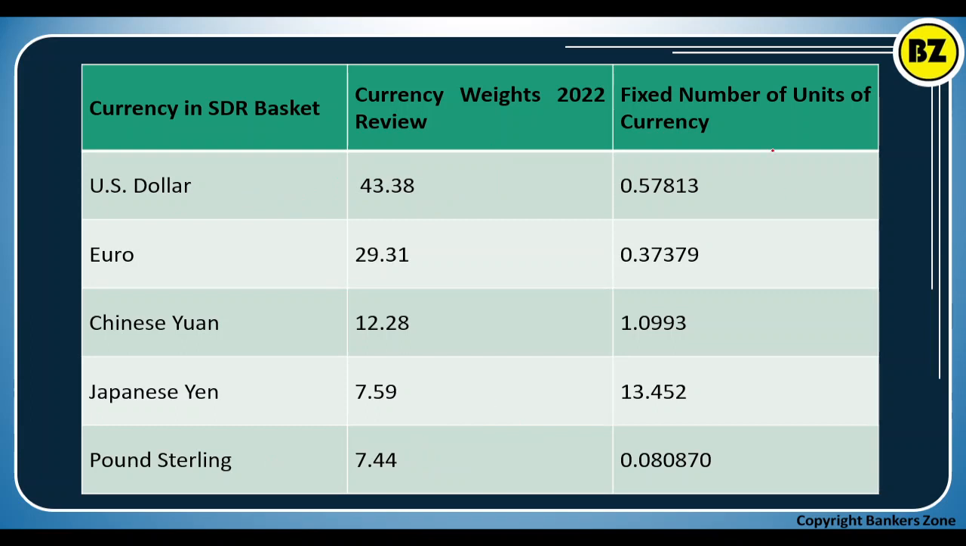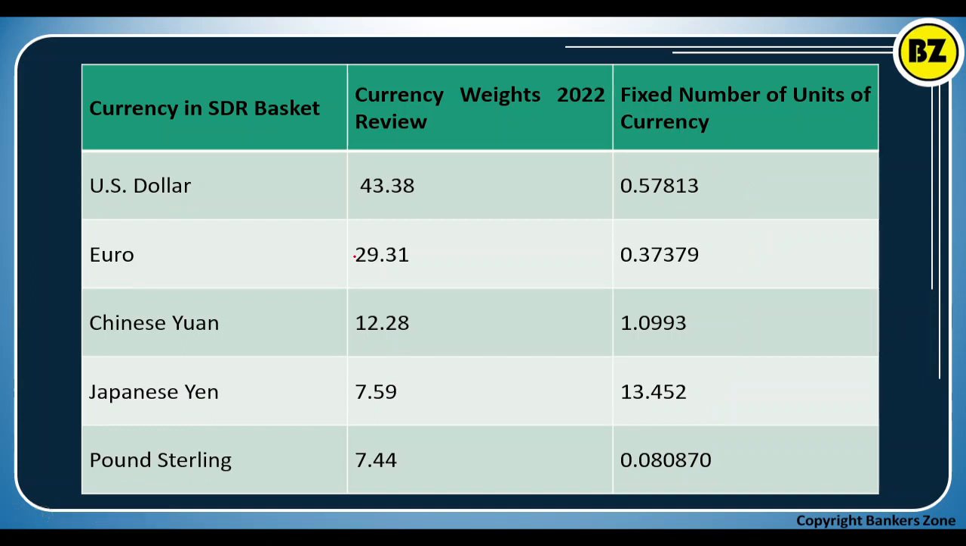Now here you can see the fixed number of units of currency. For the US dollar it is 0.5, and they have quoted it up to 5 decimals. Okay, you just check it, fixed number of units. Pound sterling is 0.080870 like that. Okay, so this chart is for additional information.